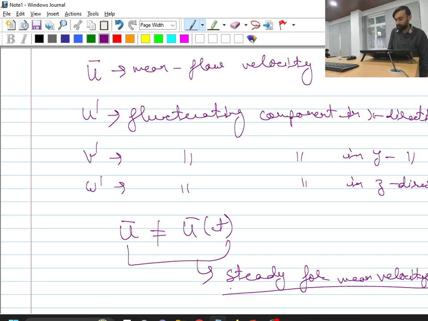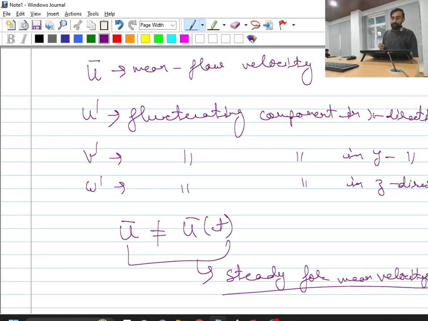Fine. So turbulent flow can be defined as steady only in terms of the mean parameter, if the mean parameter is not changing with time. On the contrary, because it will always have a fluctuating component, these will always keep on changing with time. So in terms of fluctuating components, I cannot say that my turbulent flow will be steady. Is this one clear? Okay.